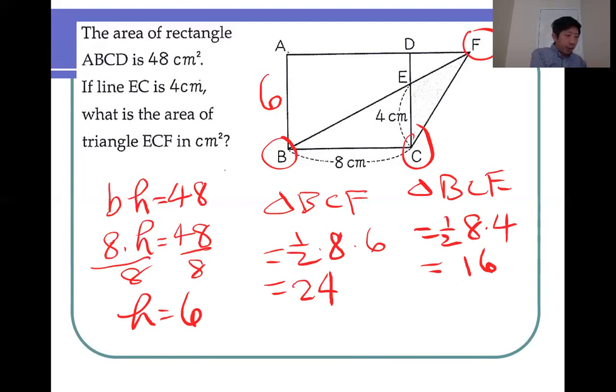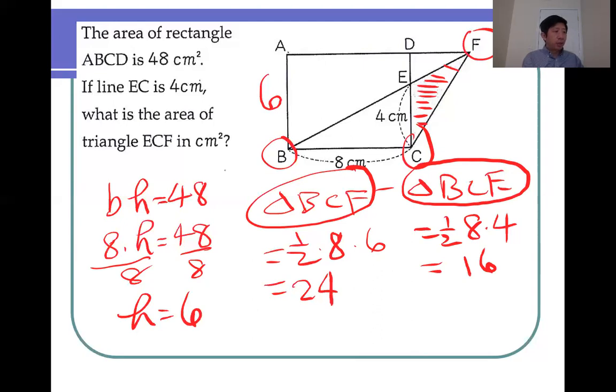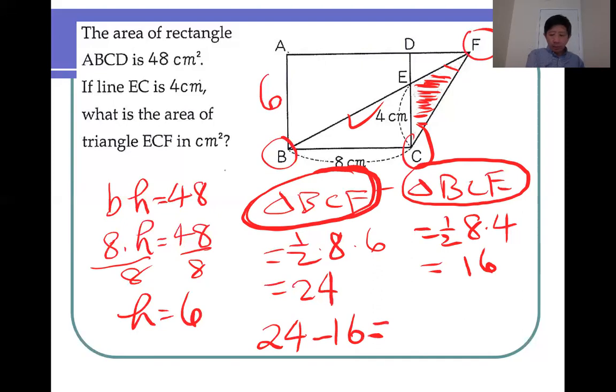Now we want to find out this. We take triangle BCF minus triangle BCE, and we get this area. All right? So therefore, we take 24 minus 16, and we should be able to get 8 centimeter square for the ECF, okay?